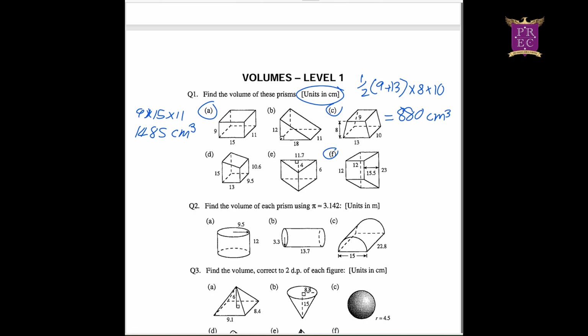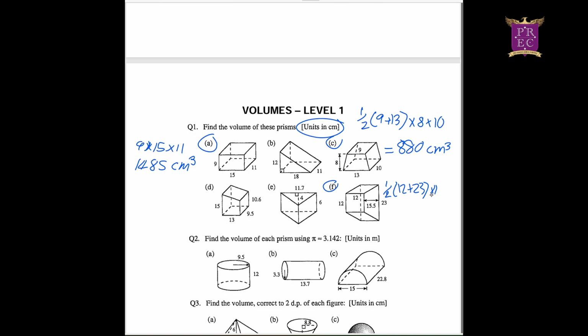What's the front-facing shape, which will be the trapezium over here? The trapezium has side lengths of 12 and 23. Let's do half 12 plus 23 times the height, which is 15.5, times the length, which is 12 again.